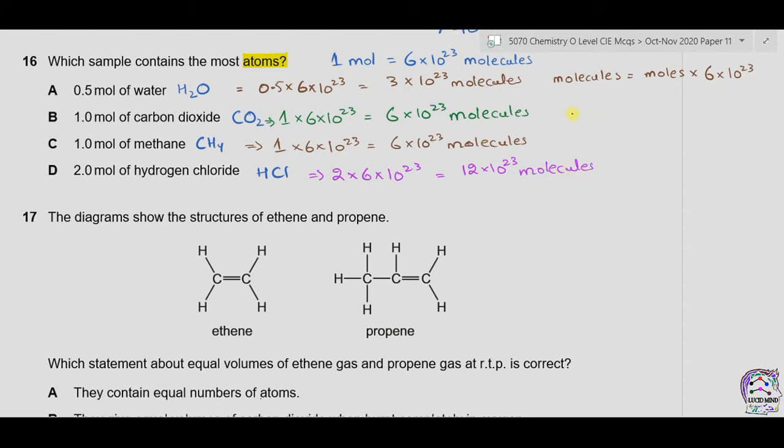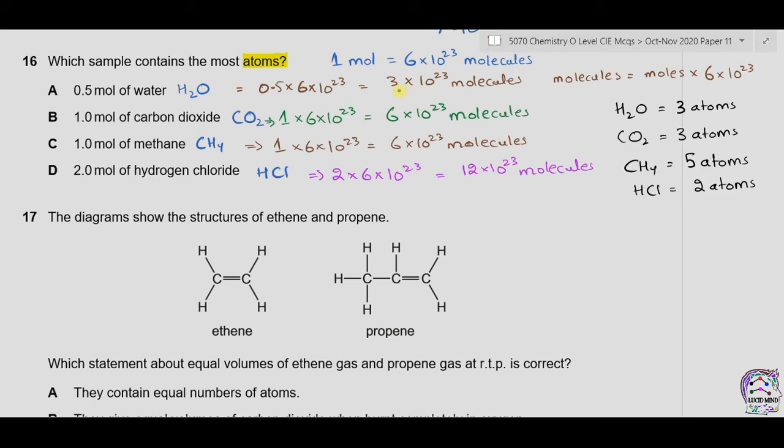Now we can find the number of atoms. In one H2O, 2 hydrogen atoms and 1 oxygen atom are present. So in one molecule we have 3 atoms. Similarly, for carbon dioxide, we have 2 atoms of oxygen and 1 atom of carbon in 1 molecule. So there are 3 atoms in total. For methane, we have 4 atoms of hydrogen and 1 atom of carbon. So we have 5 atoms in 1 molecule of CH4. For HCl, we have 2 atoms in 1 molecule of HCl.